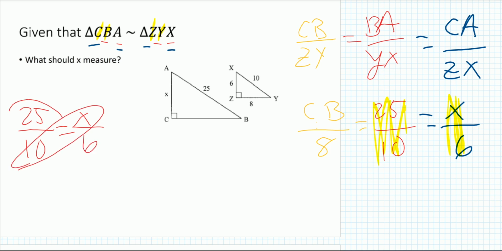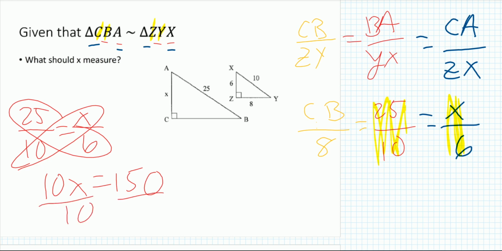We cross multiply. It'd be 10x is equal to 150, I think. Let's see, 6 times 25 is 150. And then we divide by 10. So x is equal to 15. And so there you go, right? One last thing, maybe you want to do it.